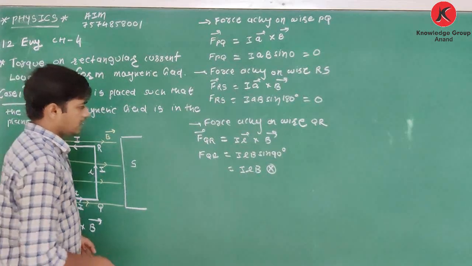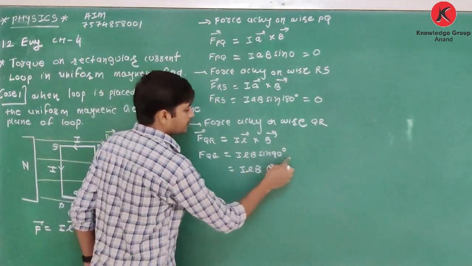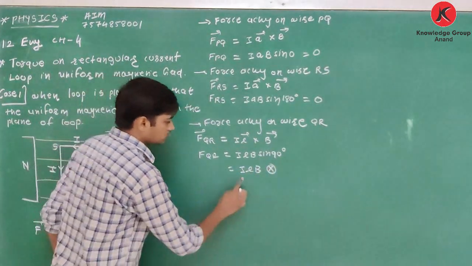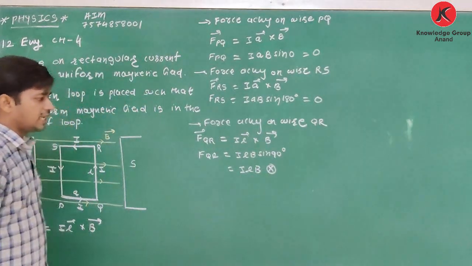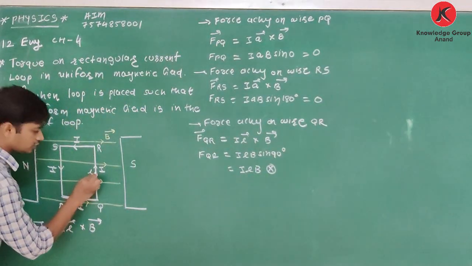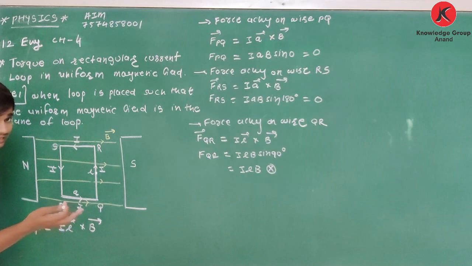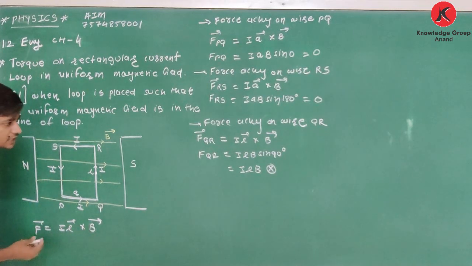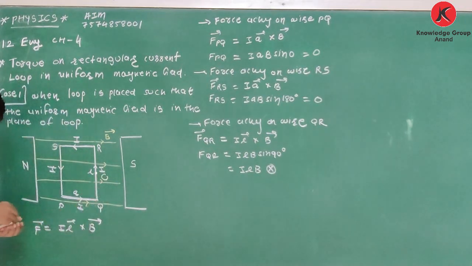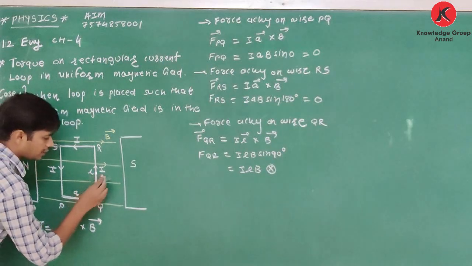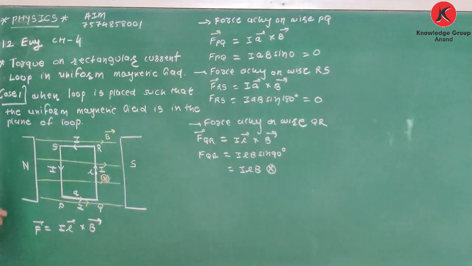Now see, F_QR is equal to FB sin 90, so I have it perpendicular inside. Similarly, on this wire, at its center of mass, this force is acting perpendicular inside like this. Clear?